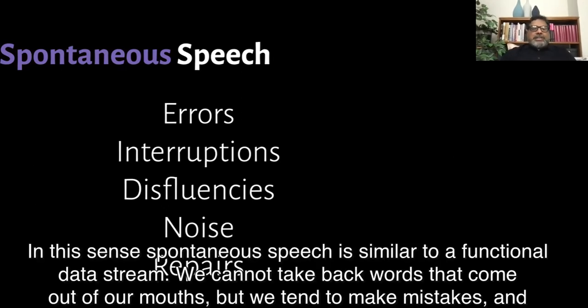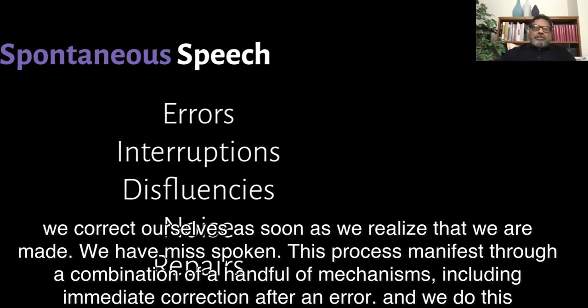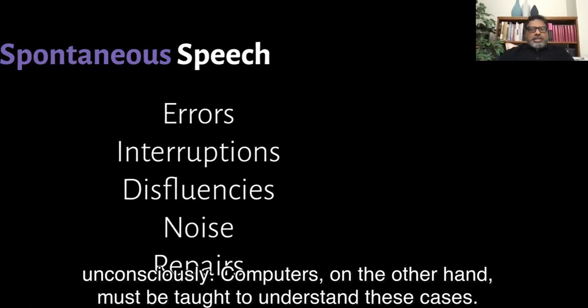In this sense, spontaneous speech is similar to a functional data stream. We cannot take back words that come out of our mouths, but we tend to make mistakes and we correct ourselves as soon as we realize that we have misspoken. This process manifests through a combination of a handful of mechanisms, including immediate correction after an error, and we do this unconsciously. Computers, on the other hand, must be taught to understand these.